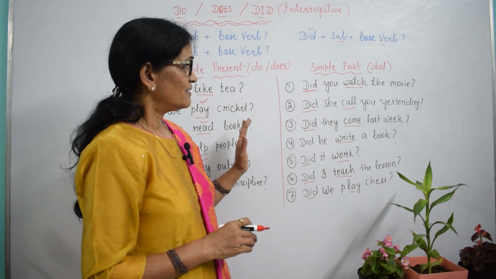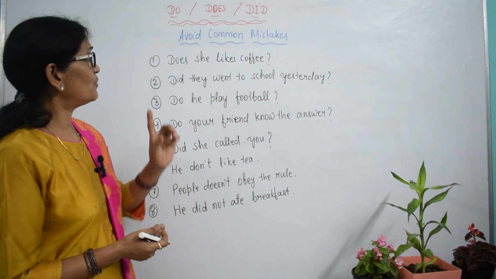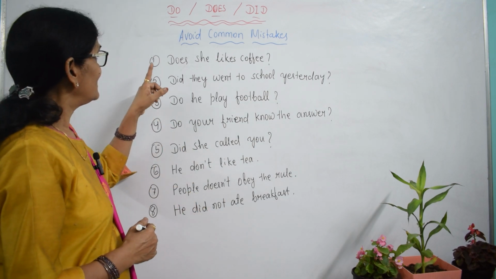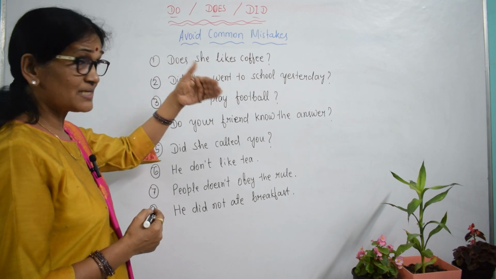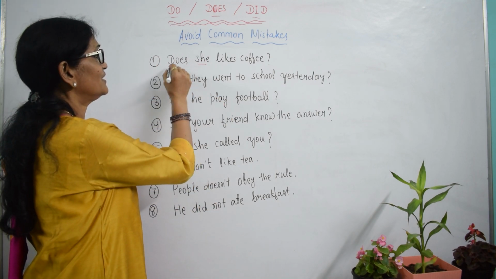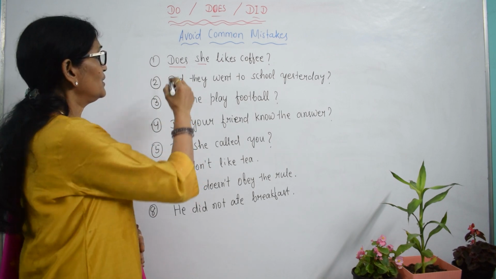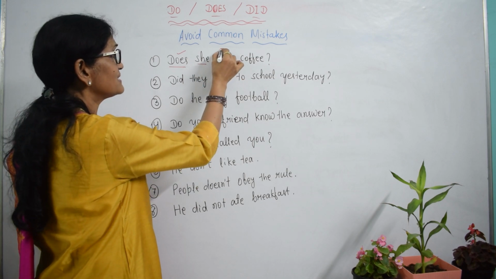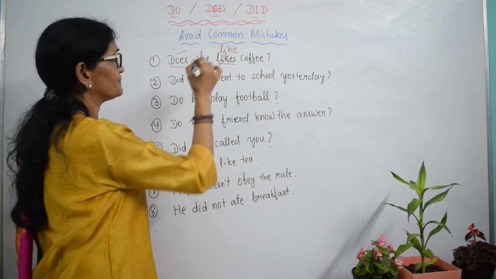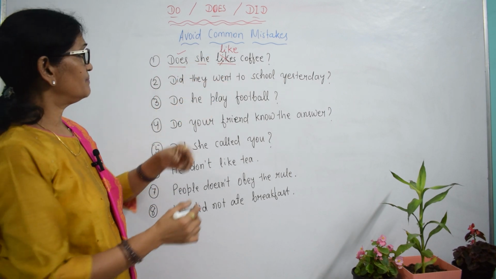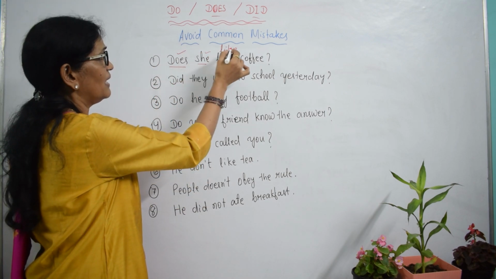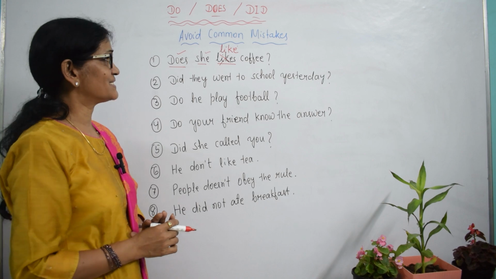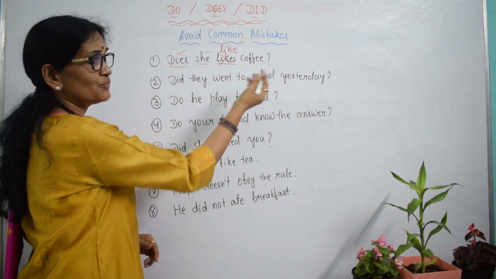Okay. I hope you got the concept. Let's have a look how to avoid common mistakes. I have experienced such mistakes with the students. Does he like coffee? Not 'Does he likes coffee?' Here the subject is he, does is used. I have told you when does comes, what? Not likes, like. So instead of likes, the correct answer is like. Does she like coffee? Because a singular subject goes with does and the verb is always the base form of a verb in interrogative and negative sentences.